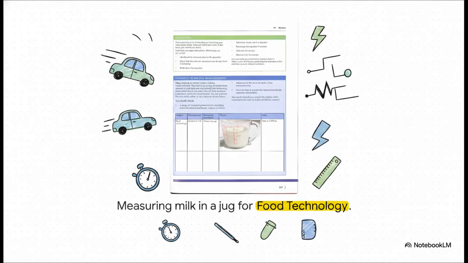Okay, let's dive right into this and ground these concepts in the real world. Think about a simple measuring jug, like one you'd use to measure milk for a food tech project. It might seem mundane, right? But measurement is literally everywhere. Before we can even think about calculating the kinetic energy of a speeding car, or the resistance in some complex electrical circuit, we first have to master the absolute basics of quantifying our environment. Measurement is that crucial first step. It's the bridge between the messy physical world and the clean mathematical equations we use to describe it.